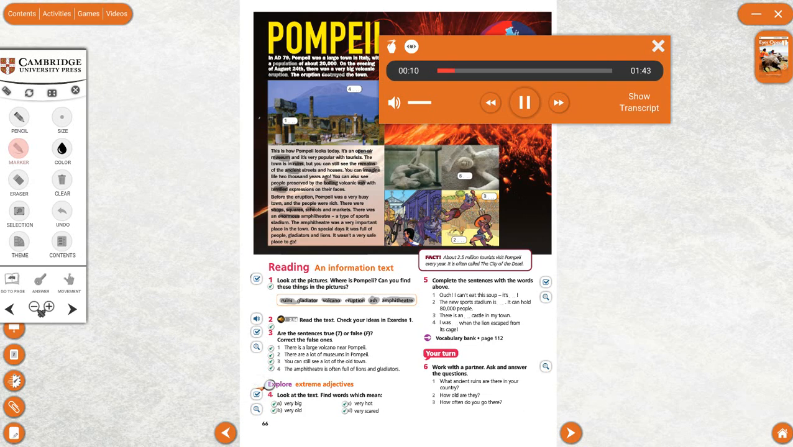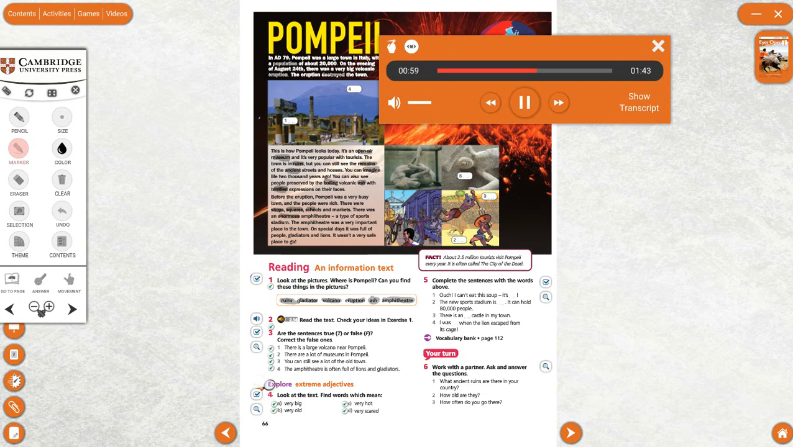Pompeii. In AD 79, Pompeii was a large town in Italy, with a population of about 20,000. On the evening of August the 24th, there was a very big volcanic eruption. The eruption destroyed the town. This is how Pompeii looks today. It's an open-air museum, and it's very popular with tourists. The town is in ruins, but you can still see the remains of the ancient streets and houses. You can imagine life 2,000 years ago. You can also see people, preserved by the boiling volcanic ash, with terrified expressions on their faces.